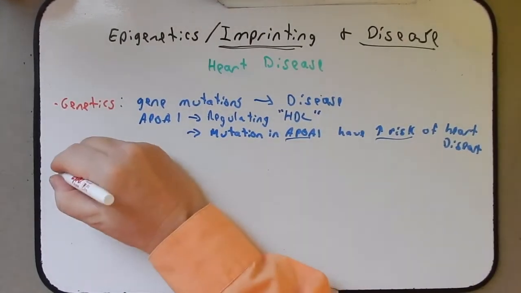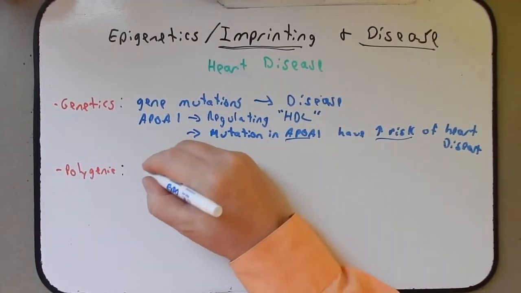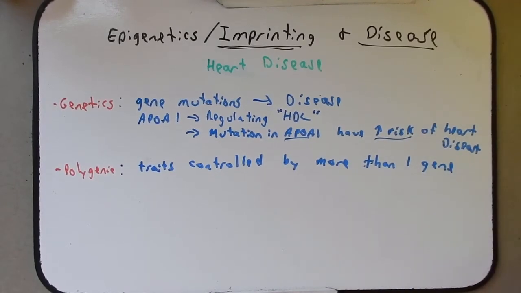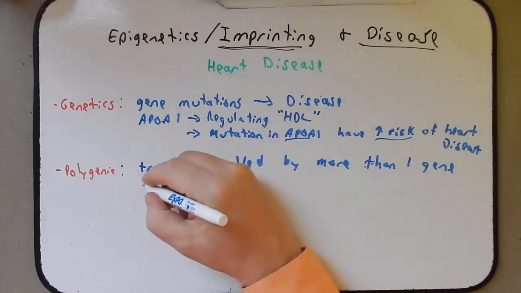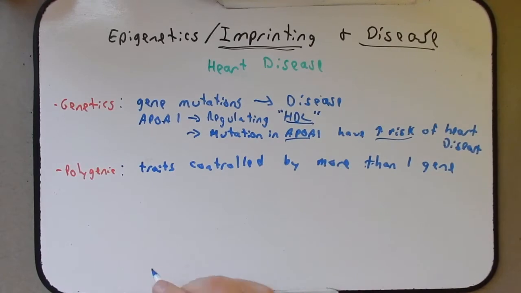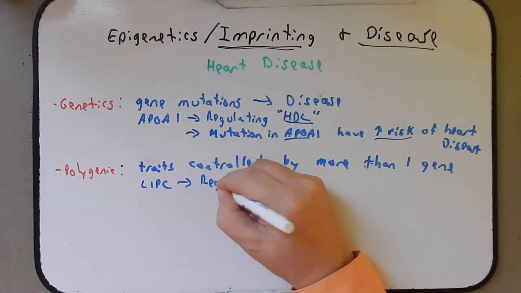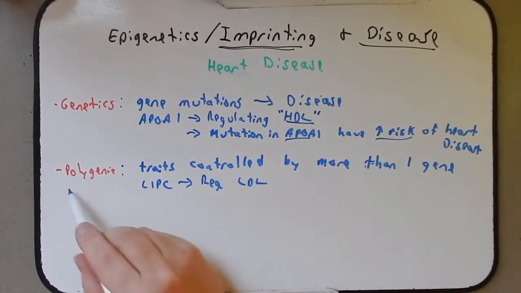So it didn't take scientists long to realize that with diseases, particularly complex ones like heart disease, there were other genes involved. So this term polygenic means traits controlled by more than one gene. And because of that, multiple genes in a pathway could be mutated to give you the same disease. And if more than one of them were mutated, you could have a synergistic effect where your risk of, say, heart disease in this case, were increased. So for instance, with heart disease, in addition to APOA1 that regulates HDL, the gene LIPC, which functions in regulating LDL, is also linked to heart disease. Both of these have this effect, and so we call it polygenic.